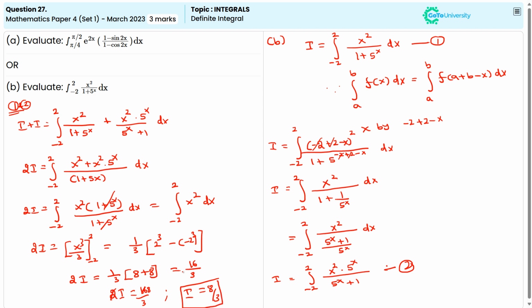Now let us see the mark distribution. For replacing x by -2 plus 2 minus x, you will get 0.5 mark. After simplification, getting the value of this I, you will get another 0.5 mark. Adding this I and I, you will get 1 mark. And applying the limits and getting the final answer, you will get another 1 more mark. So totally 3 marks for question B.